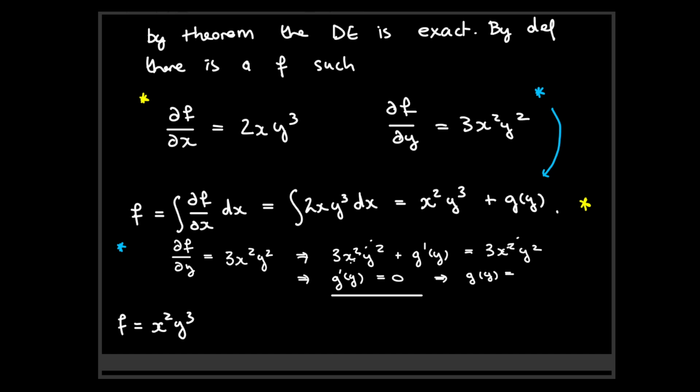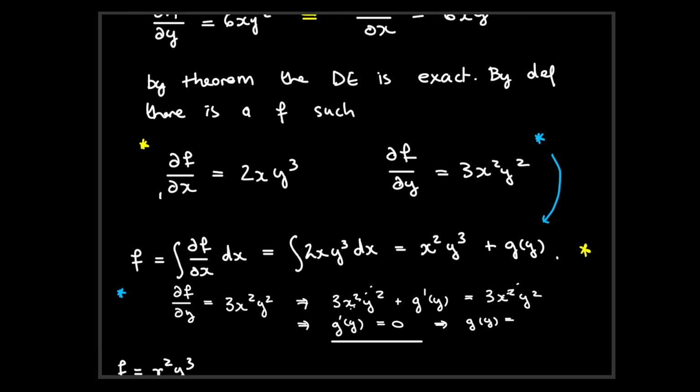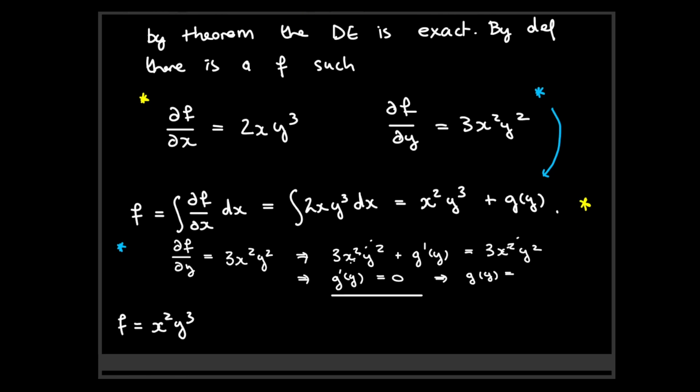Remember, when we're solving a differential equation, we're not looking for all functions f, we're looking for a single function f whose differential is satisfying these two things here. Okay, so this is our function f, and so the final solution is just going to be x squared y cubed equal to a constant. Okay, so that was a long and thorough example, but maybe let's just do one more.